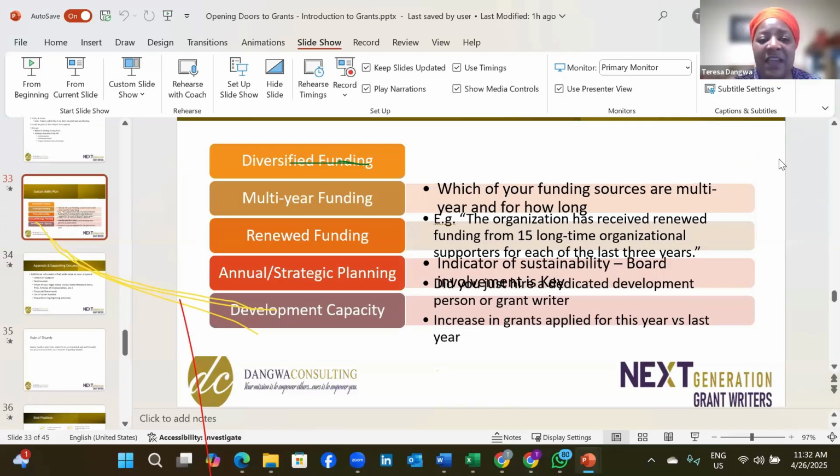Okay, so diversified funding is important. Multi-year funding is also important if you are able to do that. Which of your funding sources are multi-year, and for how long? You want to mention that in your sustainability plan. You want to talk about any renewed funding that is coming up. So if your organization is renewing a certain funding, you want to talk about that. You want to talk about any of your annual or strategic planning that your board has come up with, and also the development capacity. What is the plan for increasing the grants that you are applying for this year versus last year, for example?